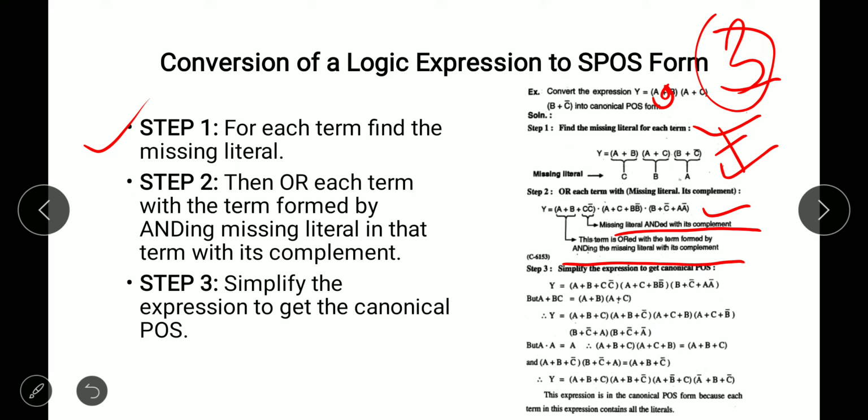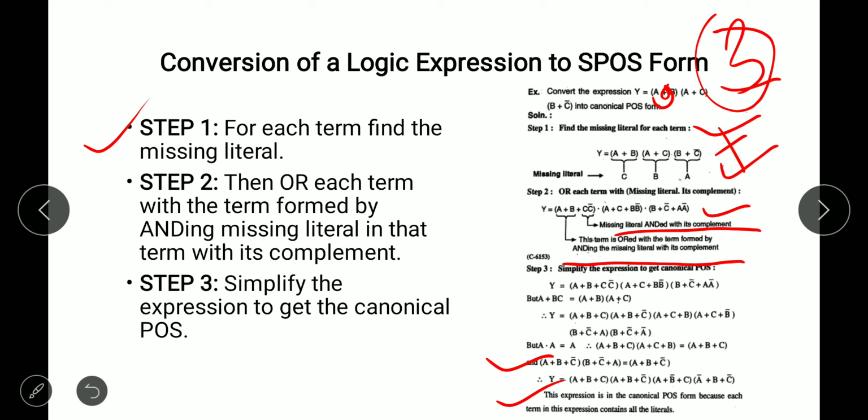Now a dot a is equal to a, and likewise a plus a is equal to a. So I repeat here again: if any term is repeated, then you have to write that term only once. A plus b plus c is repeated, so we write a plus b plus c once. Then a plus b plus c bar is repeated, so we write it once. So what do we get for y? Y is equal to (a plus b plus c) dot (a plus b plus c bar) dot (a plus b bar plus c) dot (a bar plus b bar plus c bar).